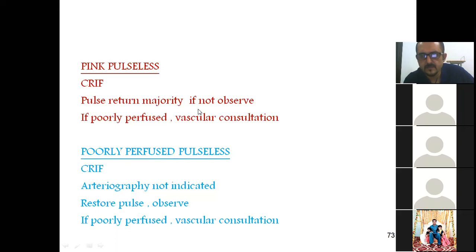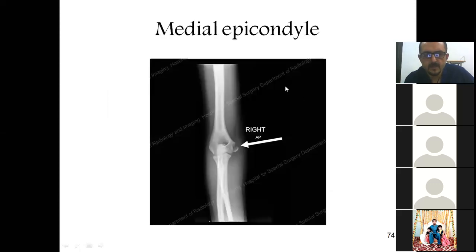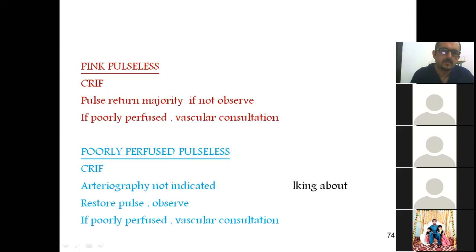Yes, sir. Sir, after a vascular consultation, if they are planning to repair or explore the vessel, would we also put in the K-wires as well? Yes, you have to put a K-wire. There is an anterior approach for that, called the Henry approach. You go through the Henry approach, reduce, put a K-wire and then do the arterial repair. Mostly there is no arterial injury. There are mostly intimal tears in these cases. I have never seen an arterial injury.